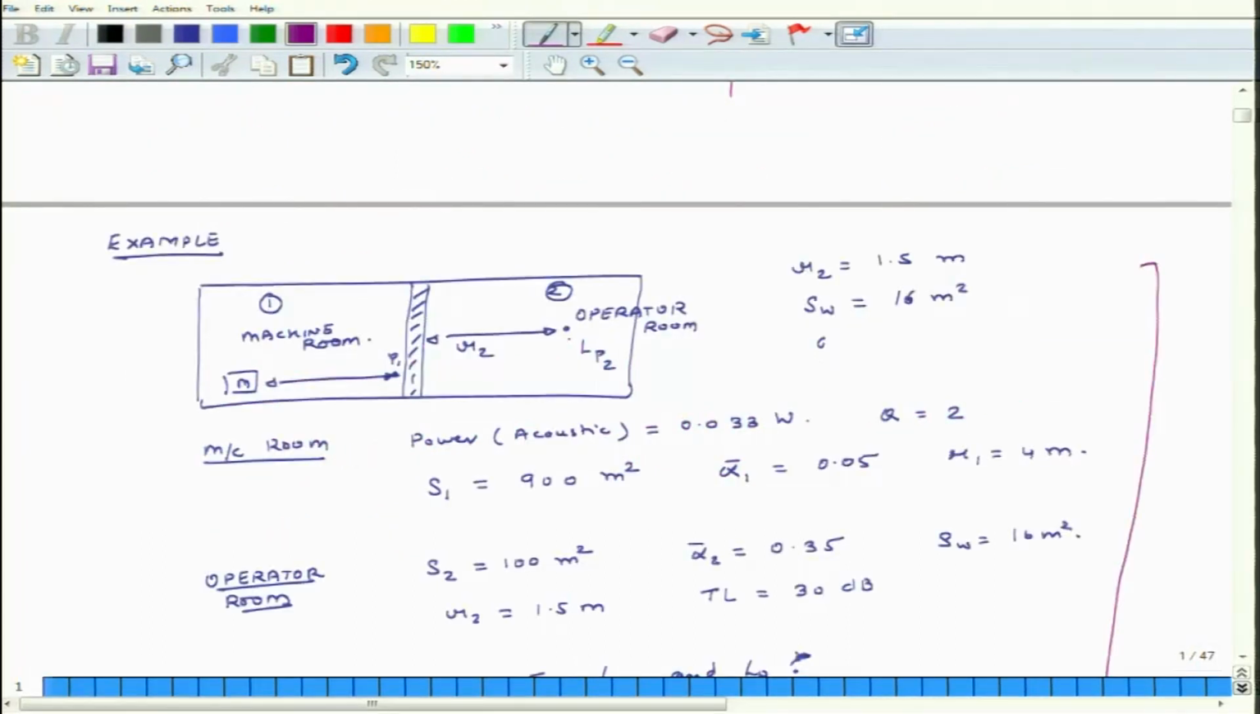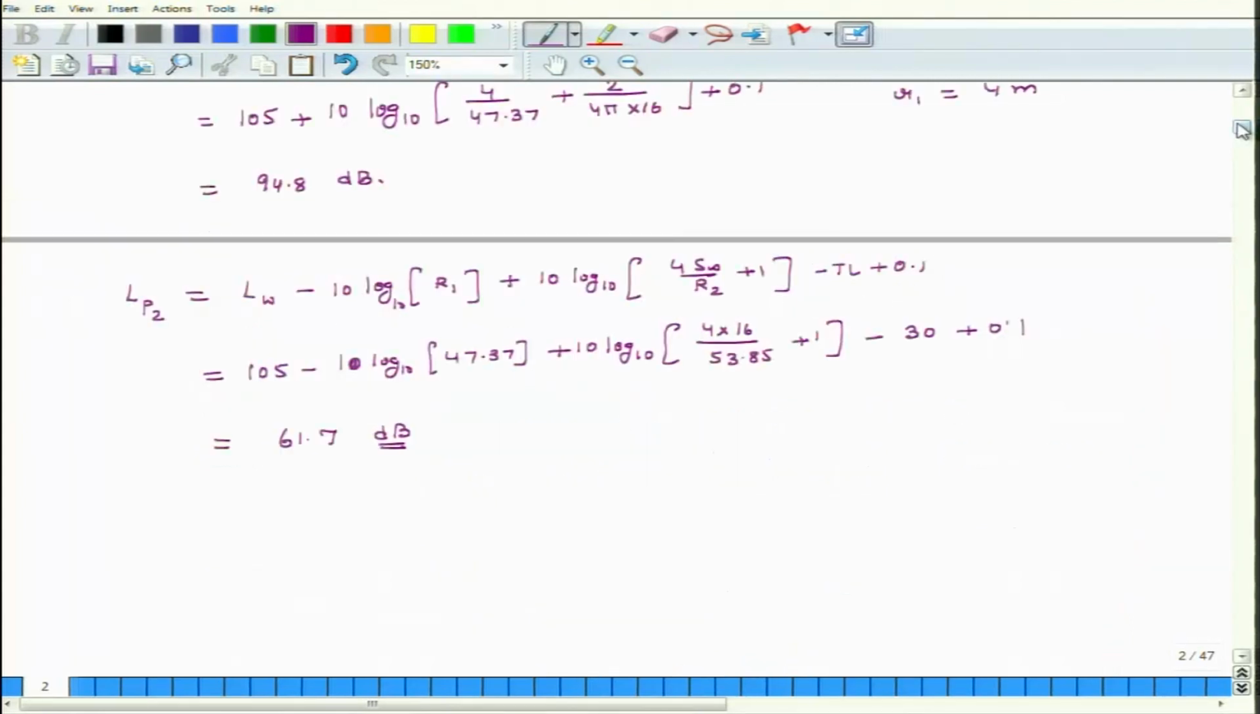Okay. So, at this point it is 61.7 dB, and here it is how much? 94.8. Now, understand this. From 94.8 to 61.7, most of this reduction in sound pressure level is happening because of this factor, because of transmission loss. So, what is the difference between 94.8 and 61.7? 94.8 minus 61.7 equals 33.1 dB.